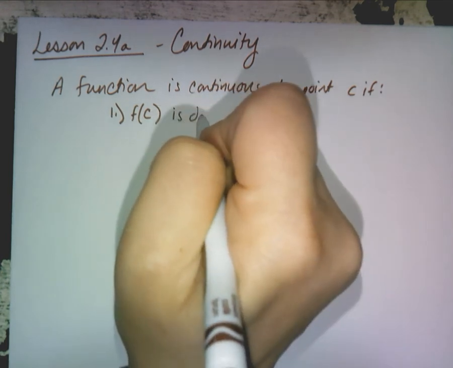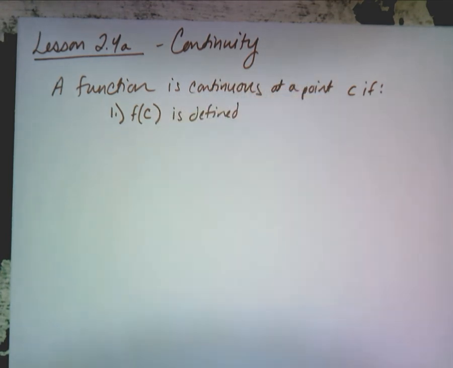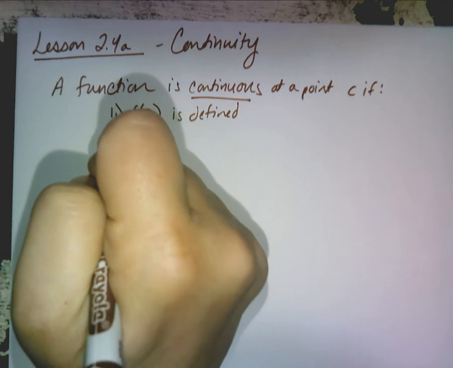So f of c has to be defined. To be continuous, the first thing you need to do, we talked about it last year, is plug it in, and you have to get out an answer. So meaning you can't have 0 in the bottom. That would not be defined. And you cannot have a square root of a negative. That would also not be defined. Every other time it's pretty much defined that I can think of.